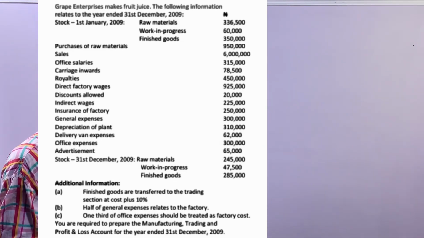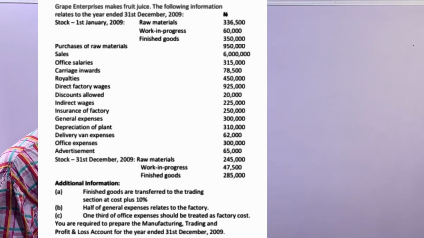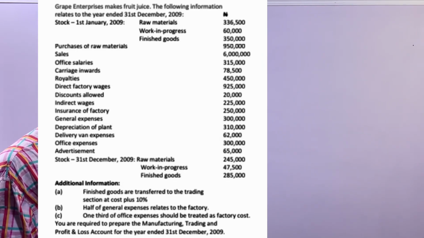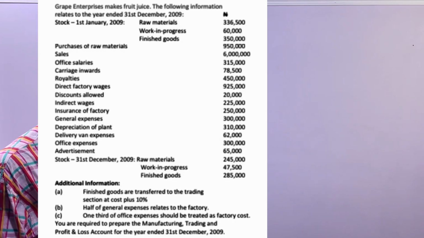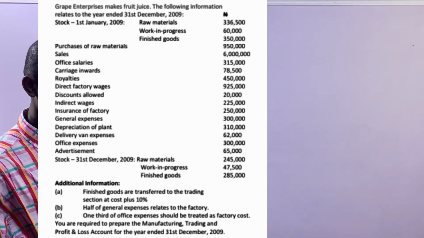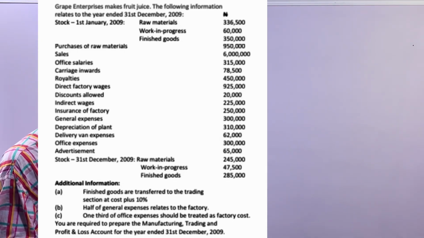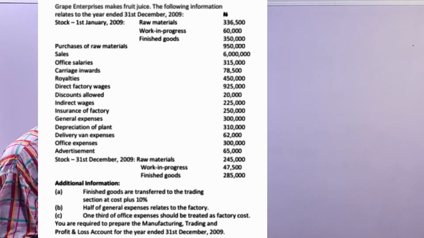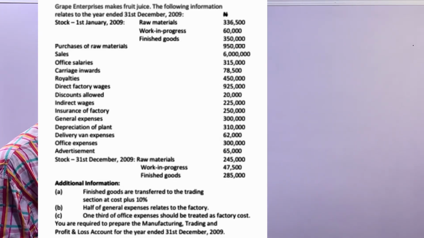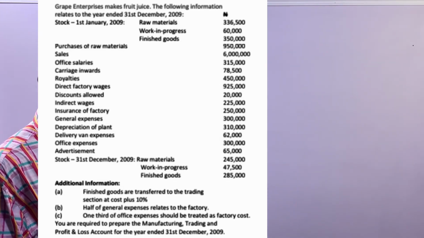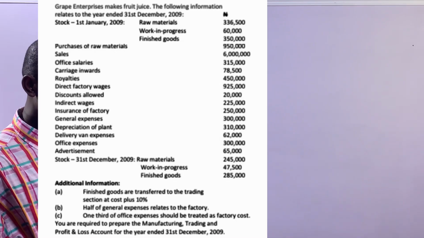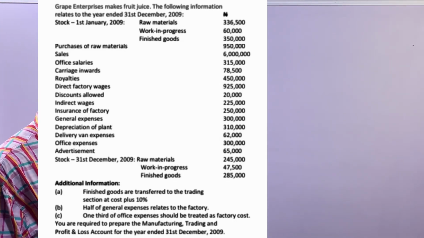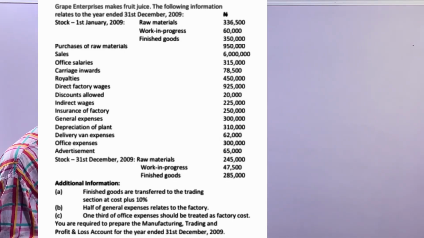Stock 1st January 2009. Raw materials 336,500. Work in progress 60,000. Finished goods 350,000. Purchases of raw materials 950,000. Sales 6 million. Office salaries 315,000. Carriage inwards 78,500. Royalties 450,000. Direct factory wages 925,000. Discount allowed 20,000. Indirect wages 225,000.